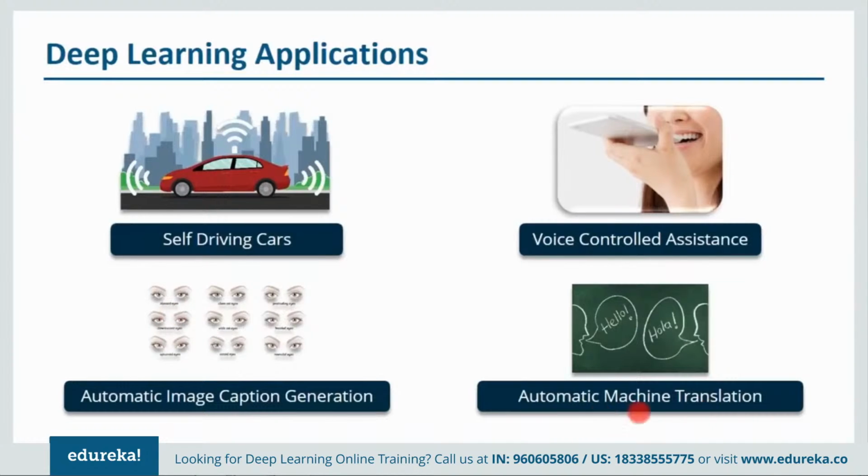Now, when I talk about automatic machine translation, we can convert the English language into Spanish, similarly Spanish to French. So basically, with automatic machine translation, you can convert one language to another with the help of deep learning. And these are just a few examples, guys. There are many, many other examples of deep learning. It can be used in game playing. It can be used in many other things.